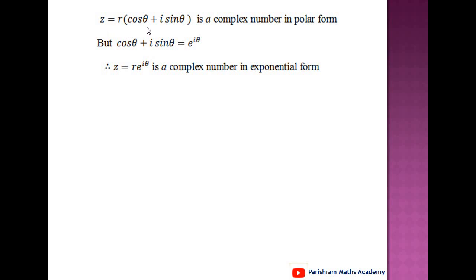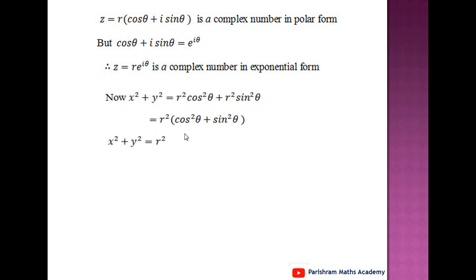This type of form is called a complex number in polar form. Here r and theta are the polar coordinates. Now, we know that cos theta plus i sin theta is e raised to i theta, and therefore z equals r (cos theta plus i sin theta) can be expressed as z equals r into e raised to i theta, and this form is the complex number in exponential form. There are three forms of complex number. First, Cartesian form, x plus iy. z equals r (cos theta plus i sin theta) is polar form, and z equals r into e raised to i theta is the complex number in exponential form.